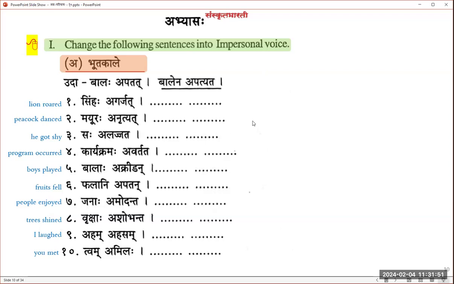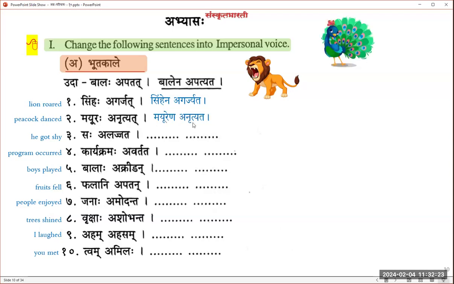Simha agarjat. Simhena agarjata. Agarjyata. Very good. Simhena agarjyata. By the lion, it is roared. Well done. Mayuraha anrutyat. Mayurena anrutyata. Just we have to remove the halanta and we are in business. So Mayurena, nakara instead of nakara because of repa. Mayurena anrutyata. By the peacock, it is danced.